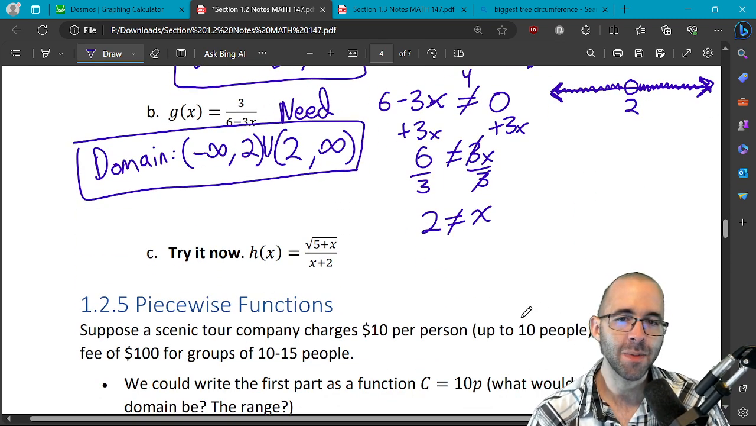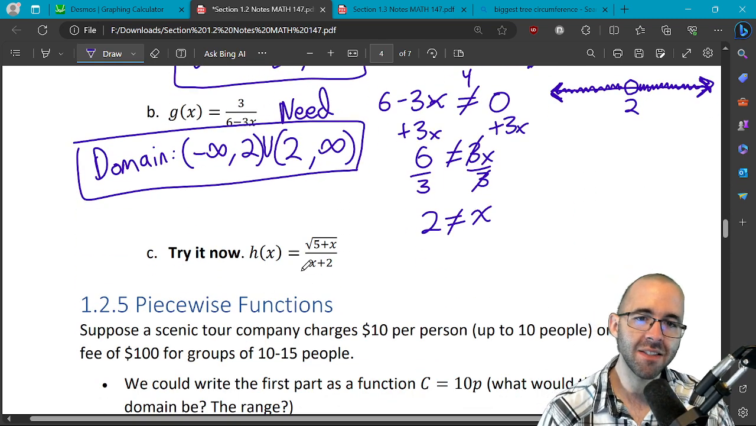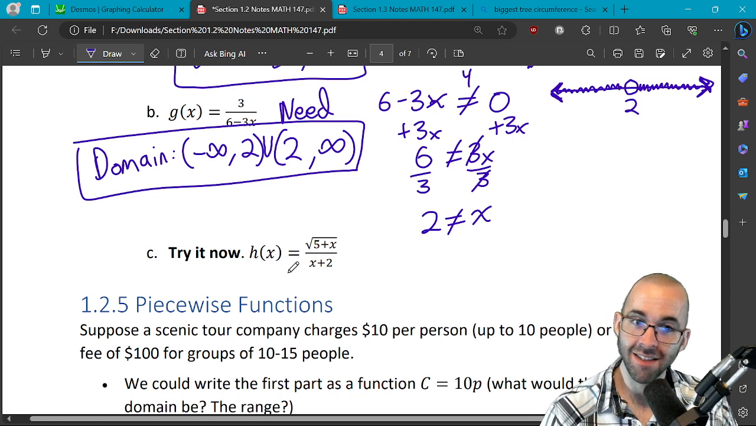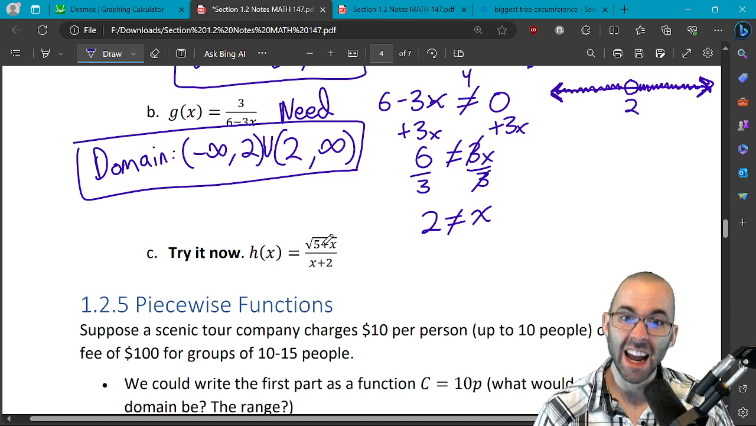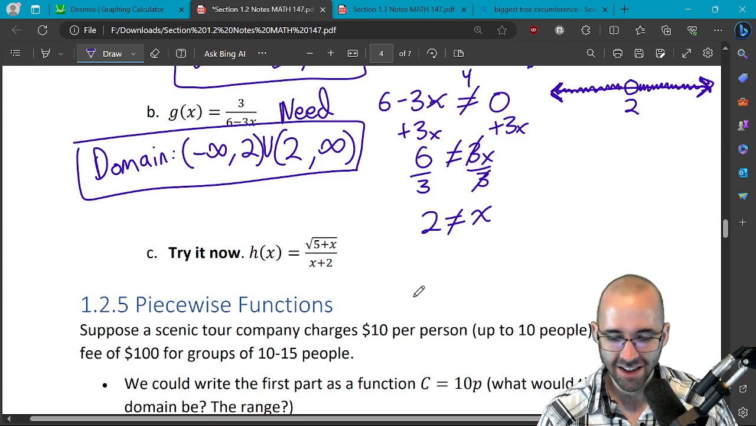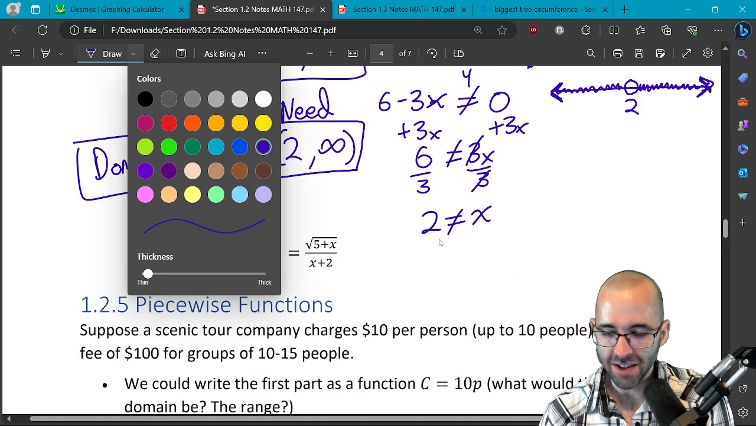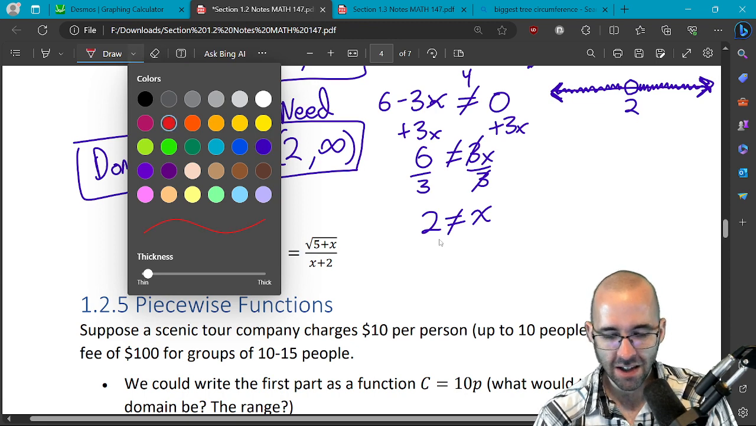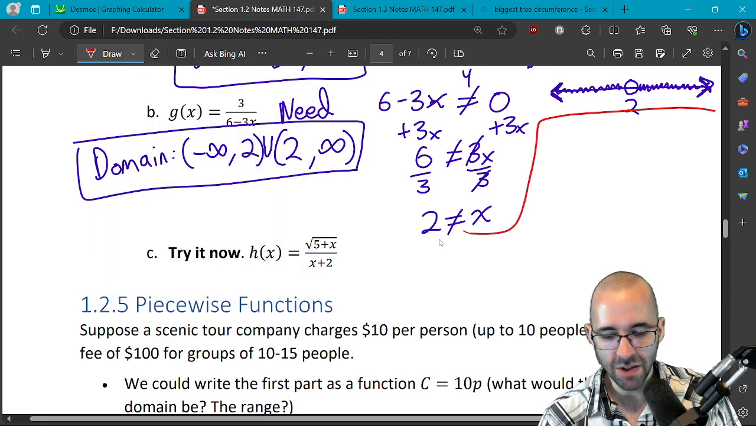And then I forgot to add white space here, but try it now. Pause the video. This one's going to be tricky because you got a fraction and a square root, but I believe in you. Give it a try. Really don't have white space. Pause the video, and then let's see if we can do it together.